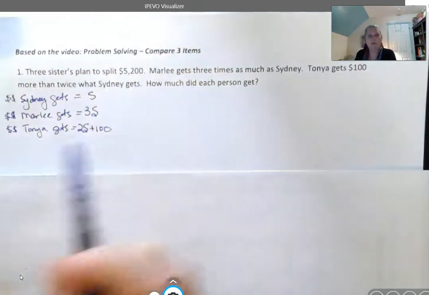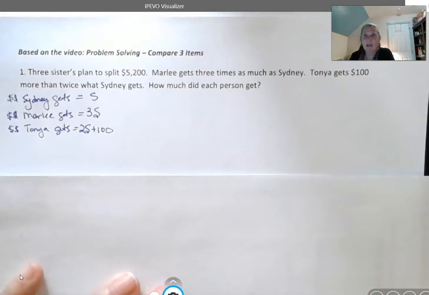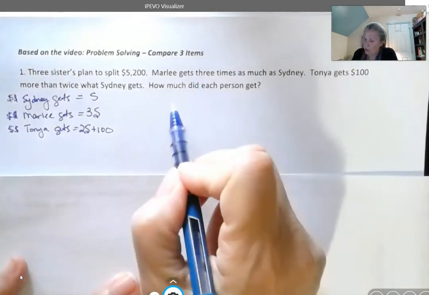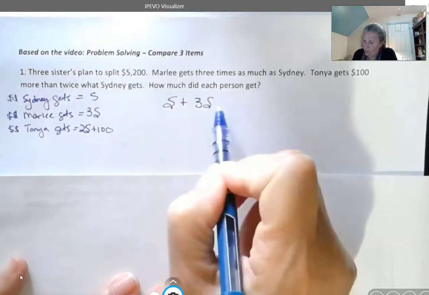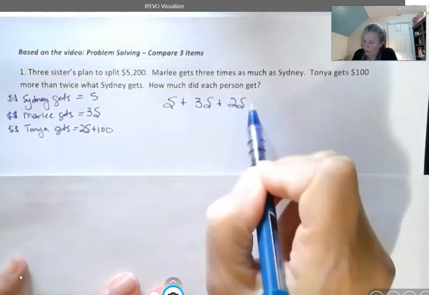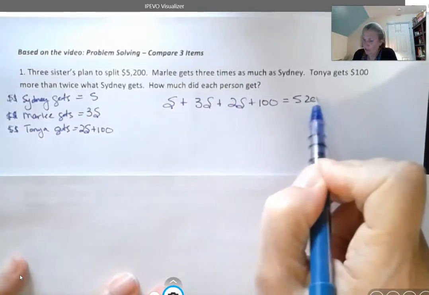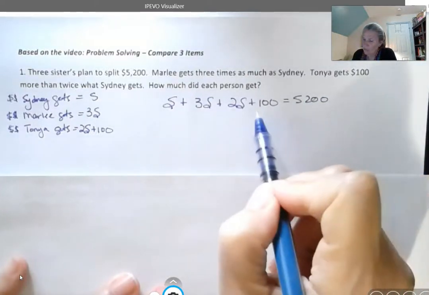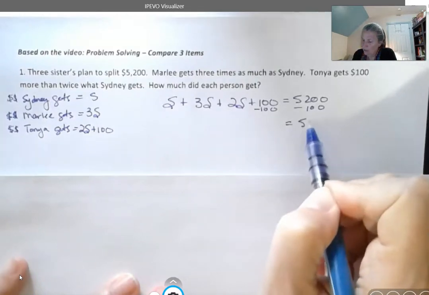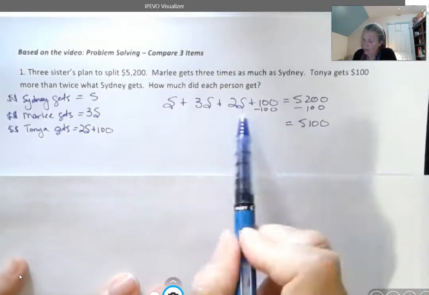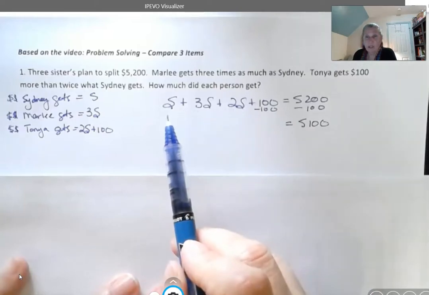So those are the 3 different expressions that we're going to use, and those 3 expressions are going to add up to be $5,200. So we're going to say what Sydney gets, and what Marley gets, and what Tanya gets. Those 3 expressions add up to $5,200. Maybe you can see here that I can just subtract 100 from both sides and add up all the S's. So I have 2 and 3 are 5, plus 1 more is 6, so I have 6S.